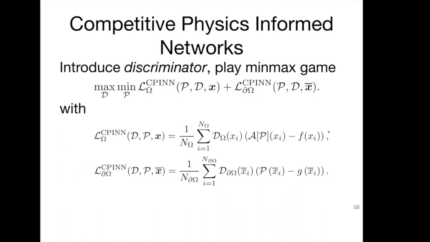And so to overcome at least the second part of the problem, in this work we introduced what we call competitive physics-informed networks, which is basically a sort of generator-discriminator type of framework for PINN optimization. So we now have two networks that have essentially the same structure. We have our PINN, the P network, which plays the role of a generator from a GAN perspective. And then we have the discriminator network D that is trying to call out errors of the generator.